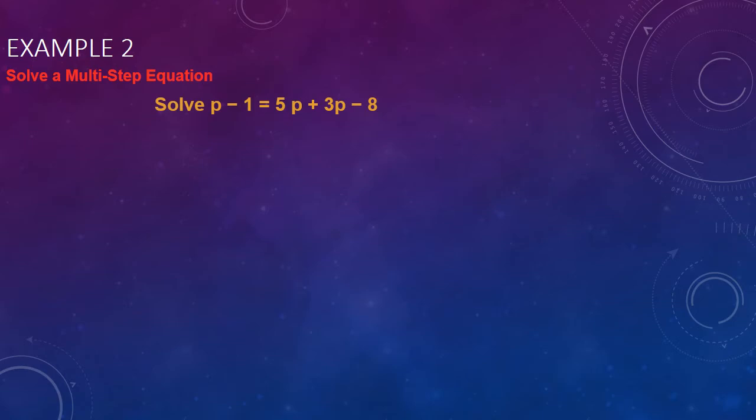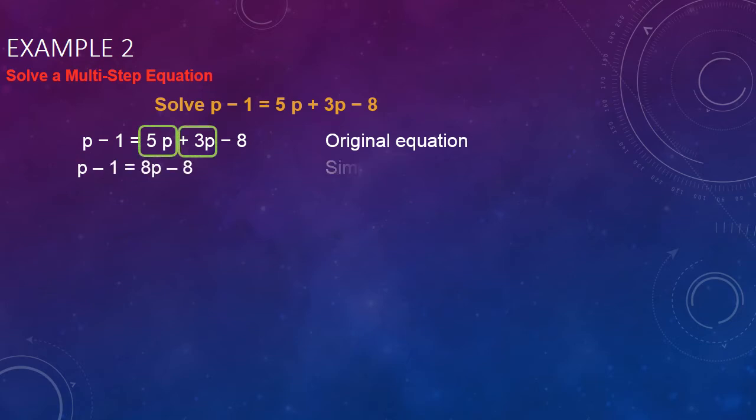All right, let's look at example number 2. Solve p minus 1 is equal to 5p plus 3p minus 8. Well, what could I do to the right side of my equal sign? Very good. I can combine like terms. I know I can combine these two terms because they both have a p in common and they're on the same side of the equal sign. So 5p plus 3p is equal to 8p. So my resulting equation is p minus 1 equal to 8p minus 8.